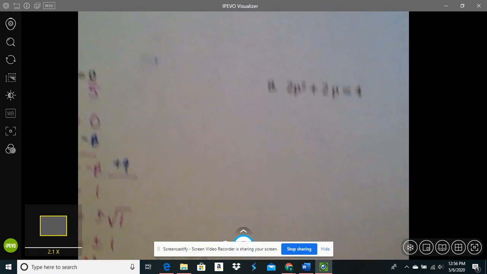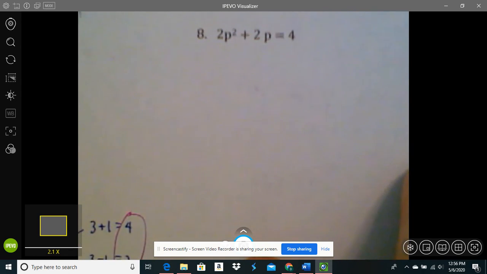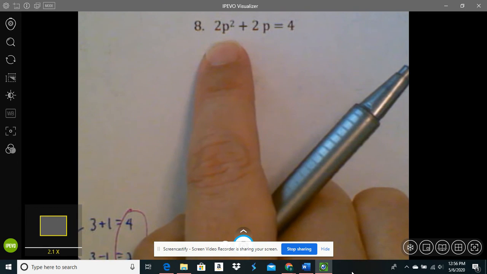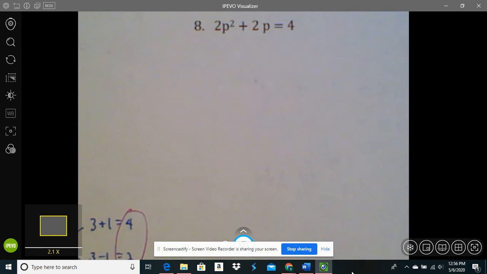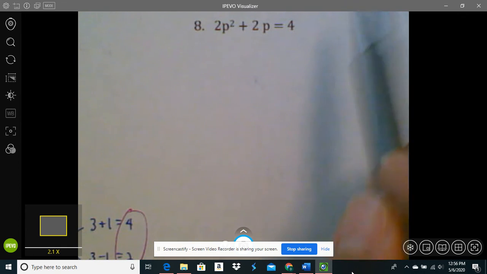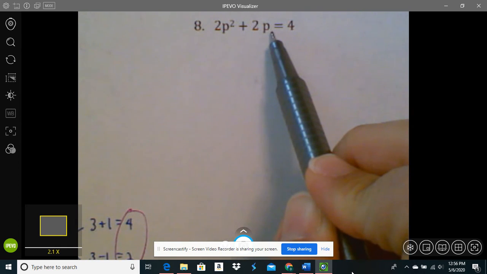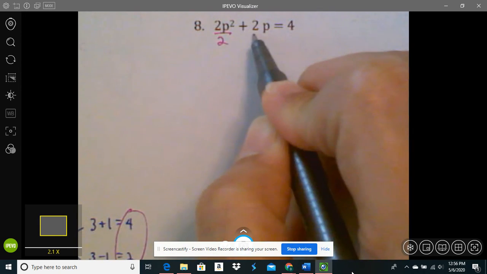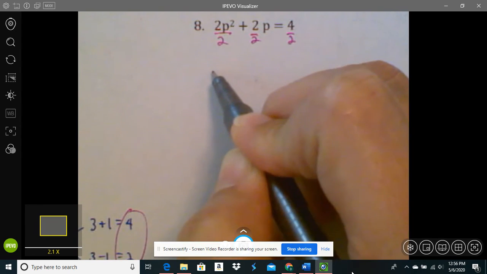Okay, last one. Again, you cannot complete the square with a number in front of the quadratic term. The coefficient must be 1. Otherwise, we can't do any completing the square. This one's also a little different because there's no space here. The variables are already isolated. So the first thing we're going to do is divide everything by 2.